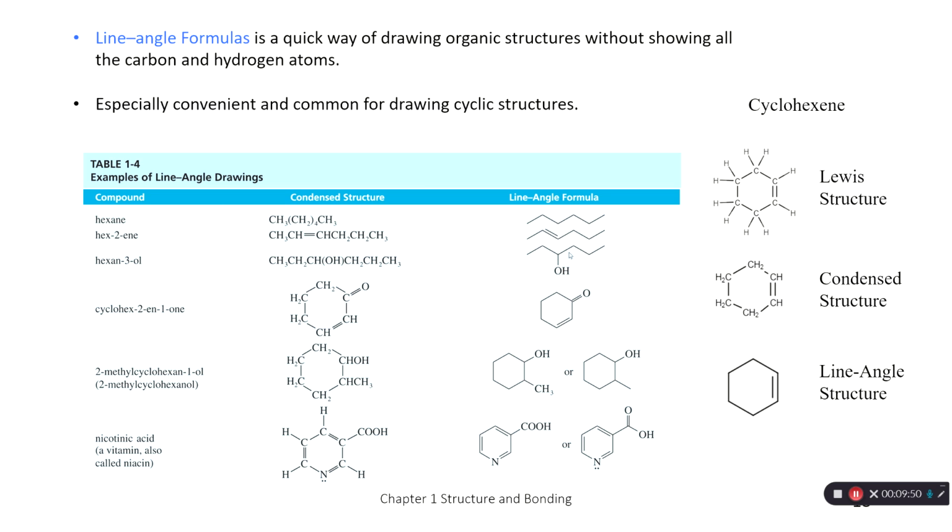Now, I really like line angle formulas for drawing cyclic structures, and they're going to be very convenient for us. You can see 3 examples that are shown here. What I want to do is illustrate one over here that is much simpler and doesn't have a heteroatom. We'll start out with that one. This is called cyclohexene. All right, it has 1 double bond in a 6-membered ring. It has 1, 2, 3, 4 methylene groups, and then it has the carbon-carbon double bond. Because of that double bond, there's only 1 hydrogen on each of these carbons.